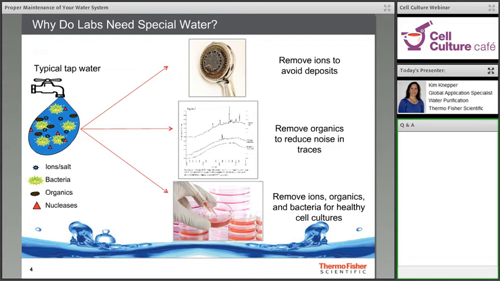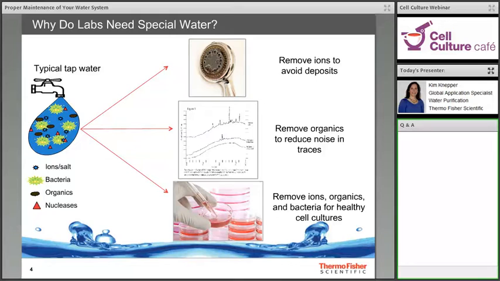So why do labs need special water? All labs need some water for rinsing glassware, filling incubators and water baths, making reagents, and growing cultures. So why can't we just use tap water? Well, tap water has many impurities that could interfere with our daily experiments.